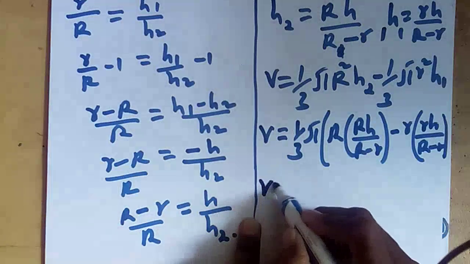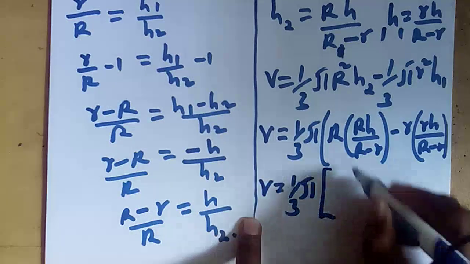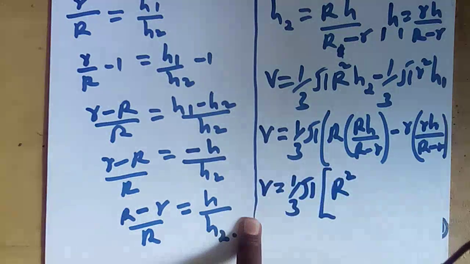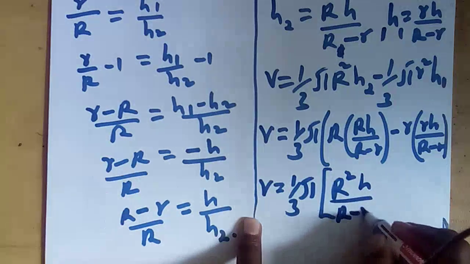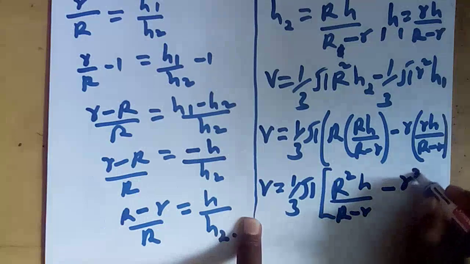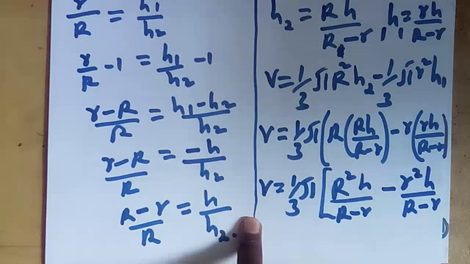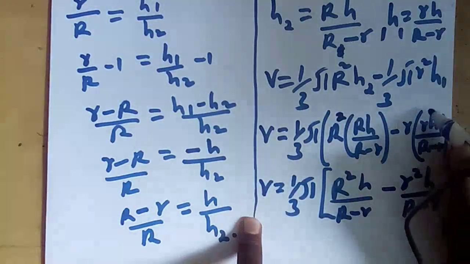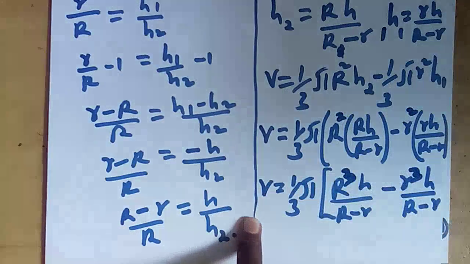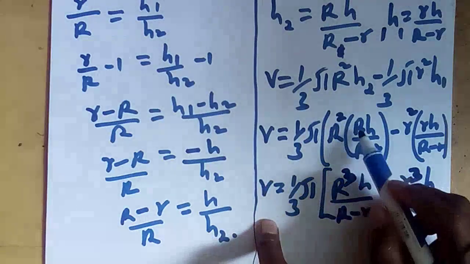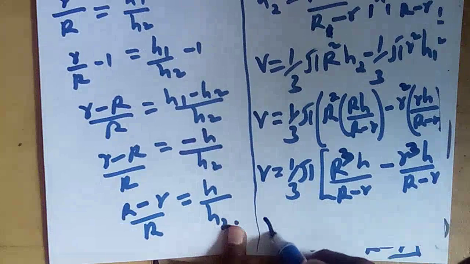And if I was to expand, then you can see coming up, we have a third pi, then we have R squared, right? Then H over R minus r, minus r squared H over R minus r. Right, together. But this one is supposed to be squared. Let me not lose it out there. So this means if this is squared, this is going to be cubed in that manner, because R squared times R is R cubed.